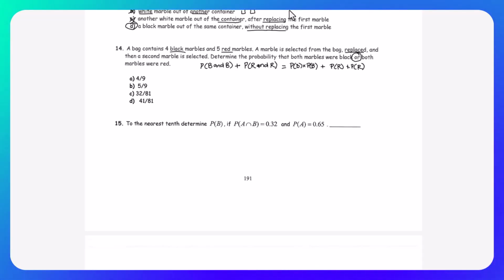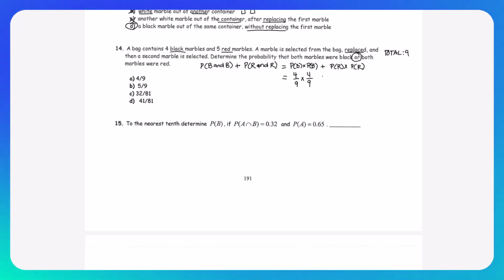That's a terrible times sign. Let's fix that. Okay, so the probability of the black, well, what is the total? There are 9 in total, so that's going to be our denominator. There were 4 black, but we put it back and then select it again. So there's still 4 black in the bag, and then there are 9 still in there.